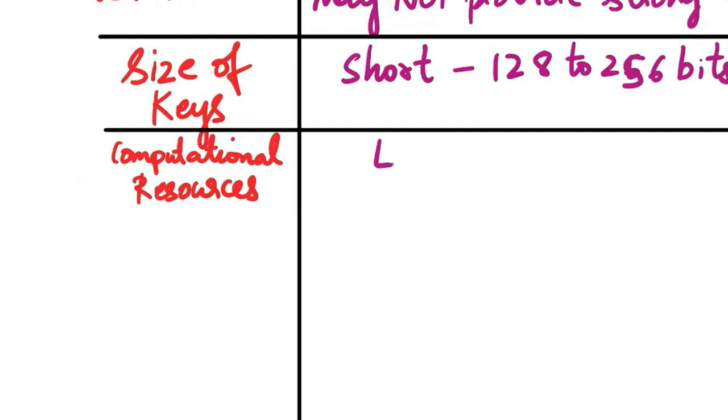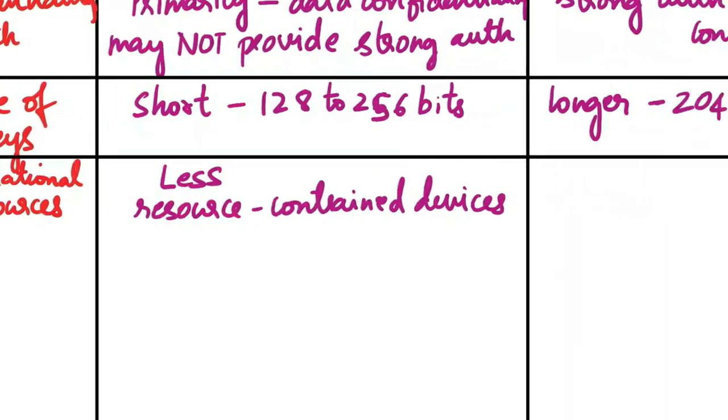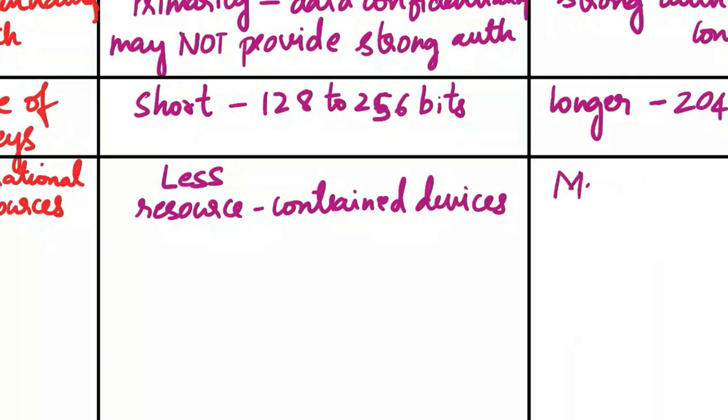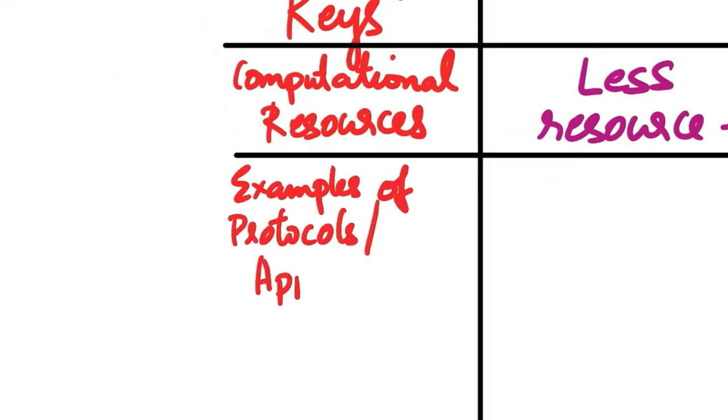Symmetric cryptography requires less computational power, making it suitable for resource constrained devices. Asymmetric cryptography demands more computational resources, which may not be suitable for all devices. Next aspect of comparison is examples of protocols or applications.